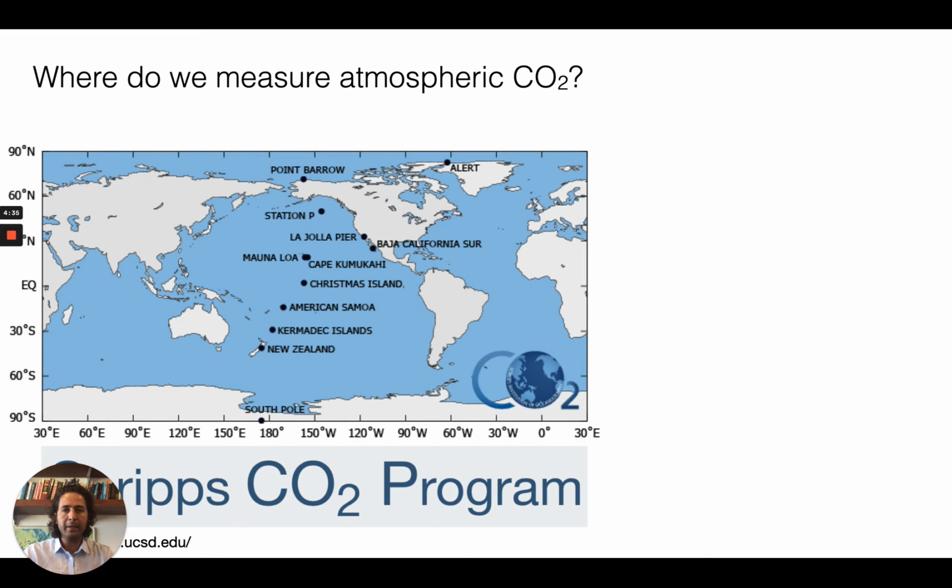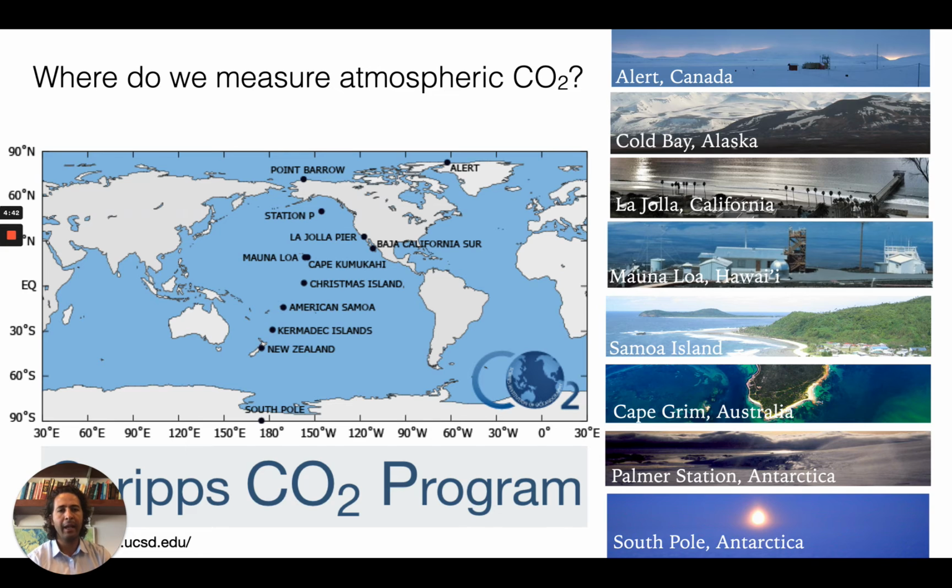So where do we make these measurements of CO2? We make them throughout the world, from places like Alert, Canada, and La Jolla, California here at Scripps, all the way down to the South Pole. And we want to make sure that we sample free tropospheric air. This is air that is not contaminated by local sources. So we don't want to make measurements that contain contamination, for example, from cars passing by or from a power plant. So we want to make sure that we sample air that is representative of the free troposphere above us.